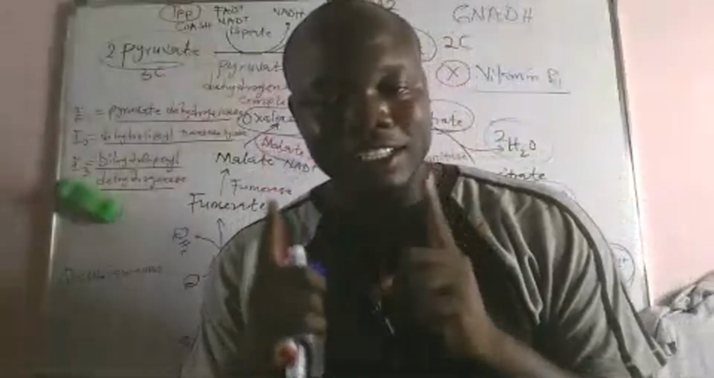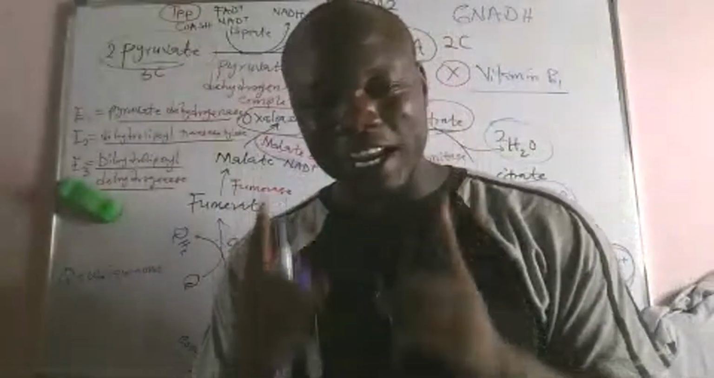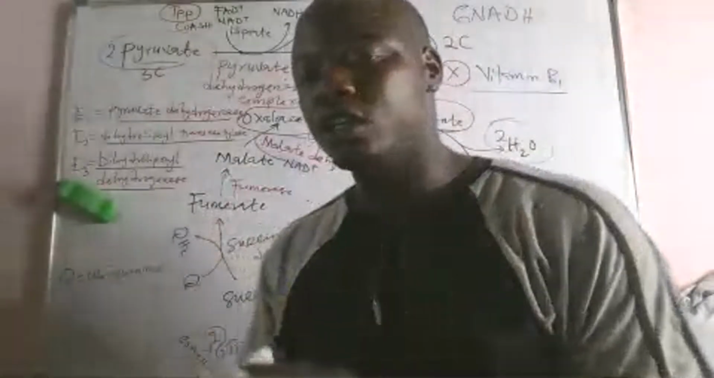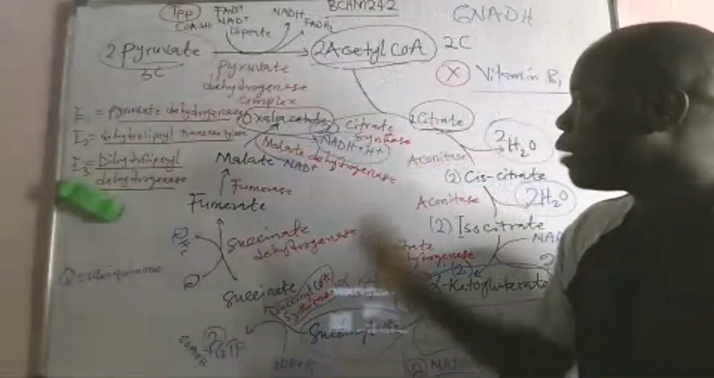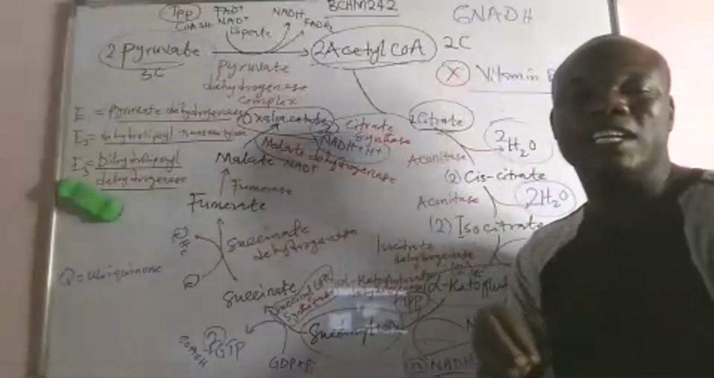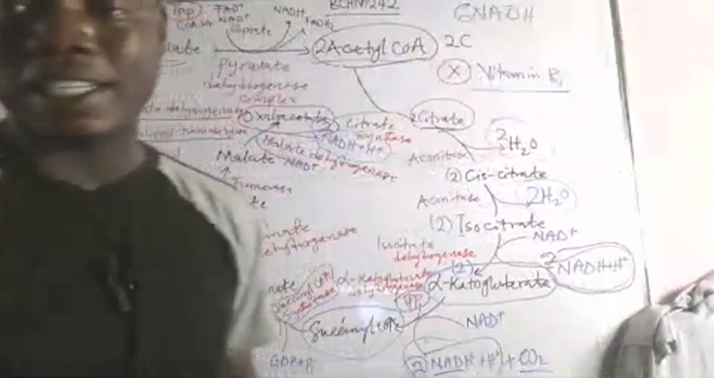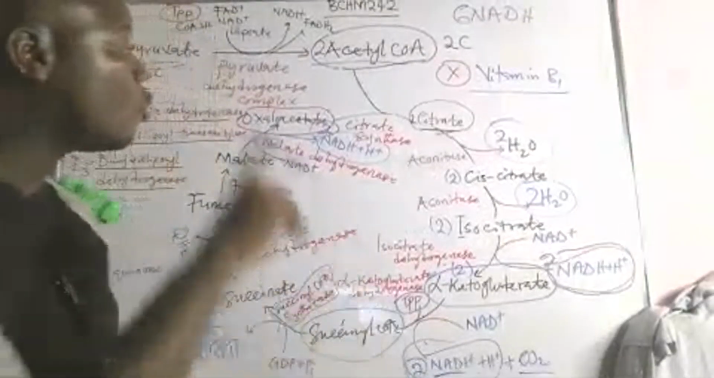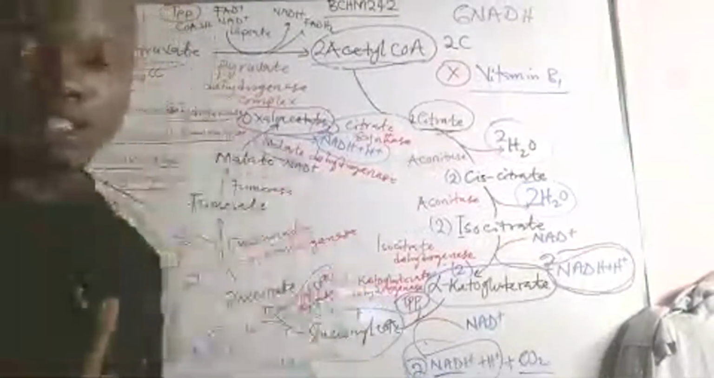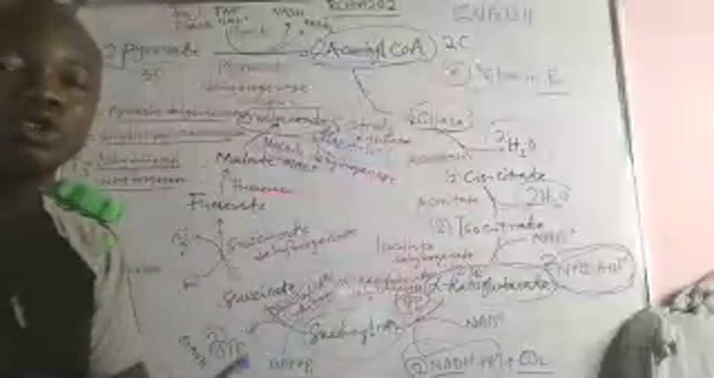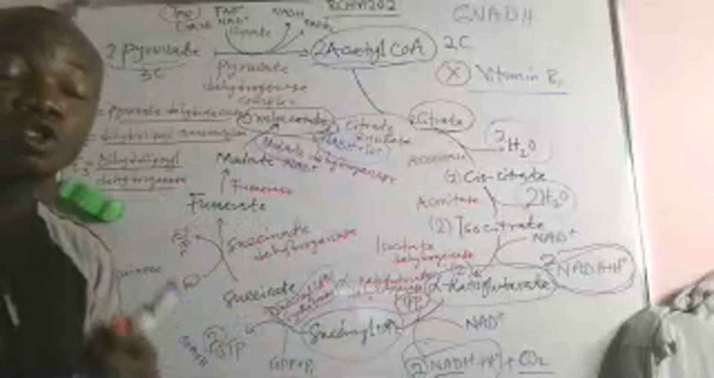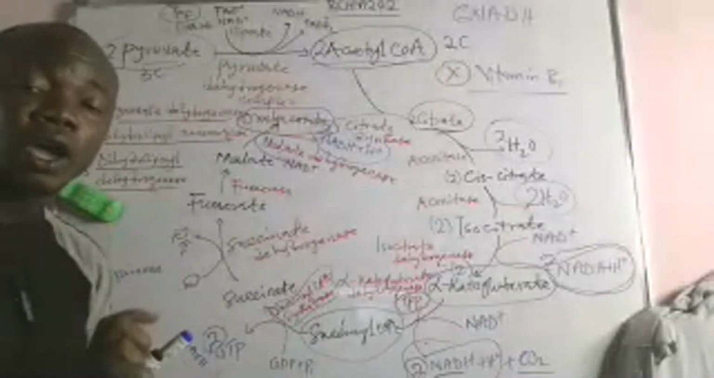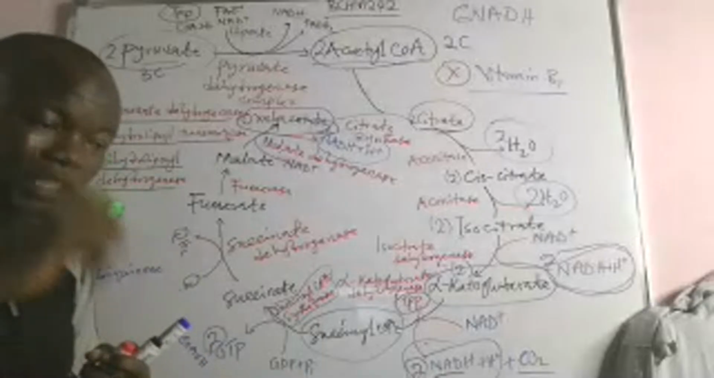And ladies and gentlemen, I want to say something very important. These three steps where molecules of NADH are generated are the points of regulation of Krebs cycle. They are called the control points. It is the step where you can control Krebs cycle.